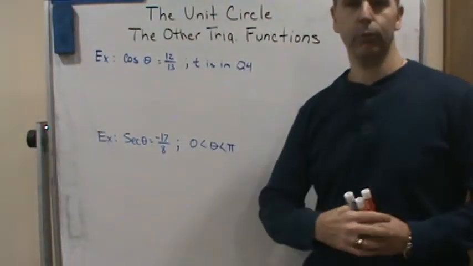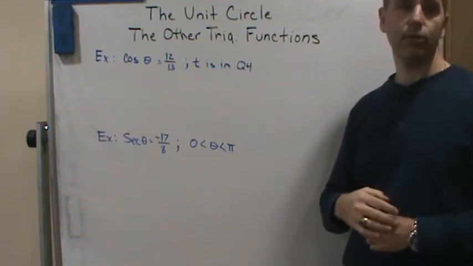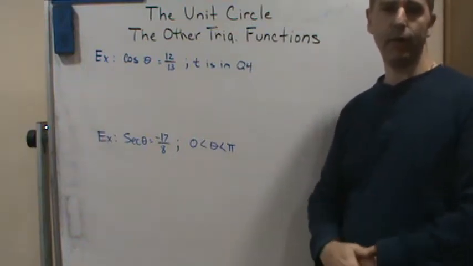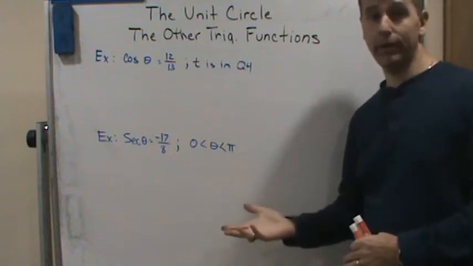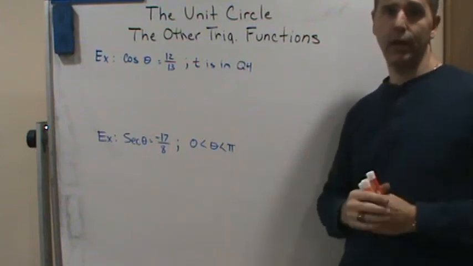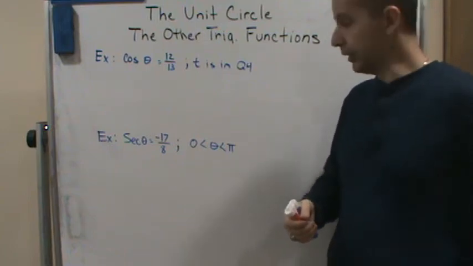Okay, so welcome back. We're going to do a couple of examples. And we're going to use the trig identities, or excuse me, the Pythagorean identities, to find out what this is. Now, this is not the only way we could figure this out, but I'm going to show you using the trig identities, the Pythagorean identity, particularly.